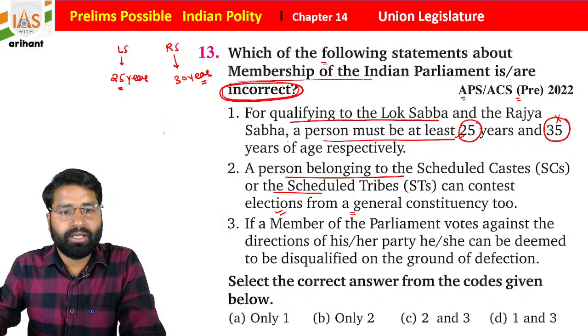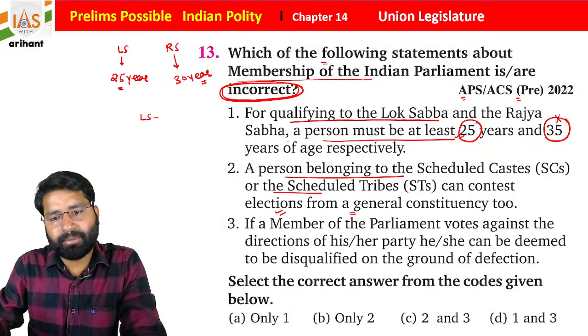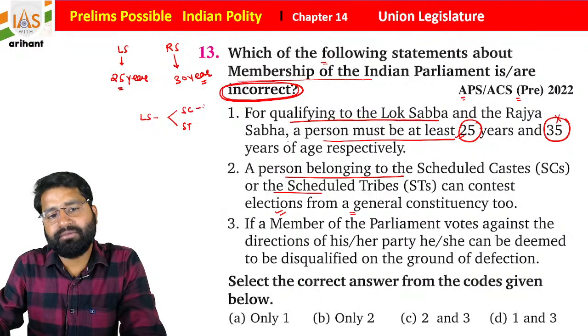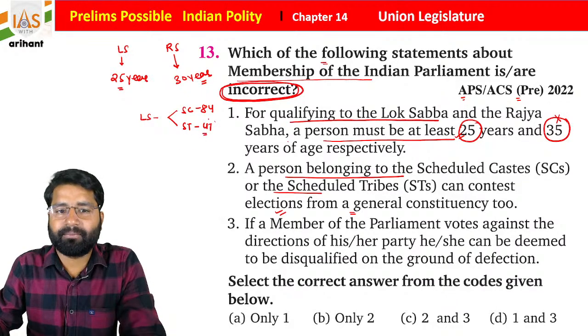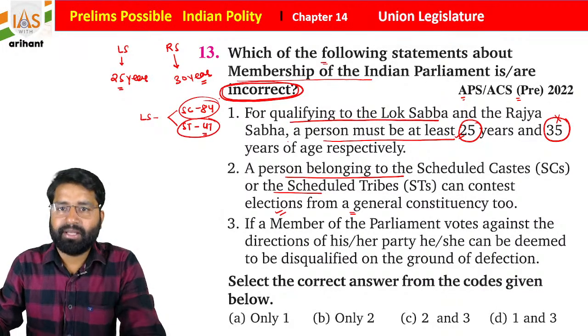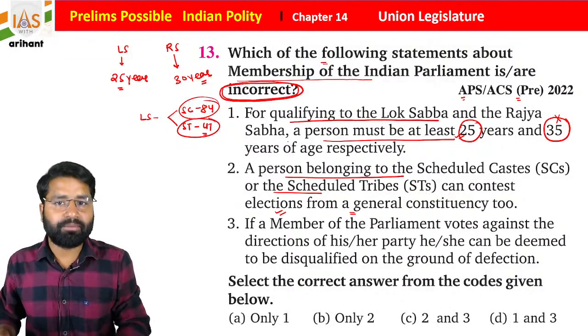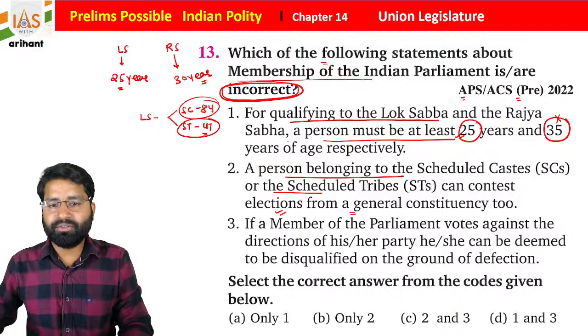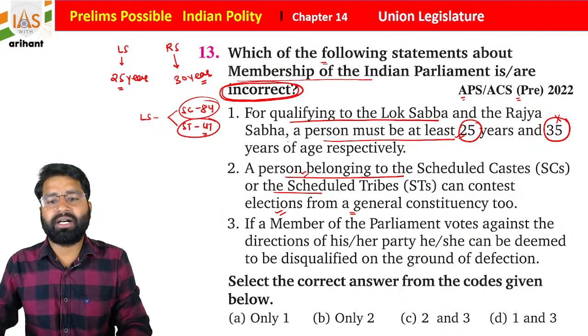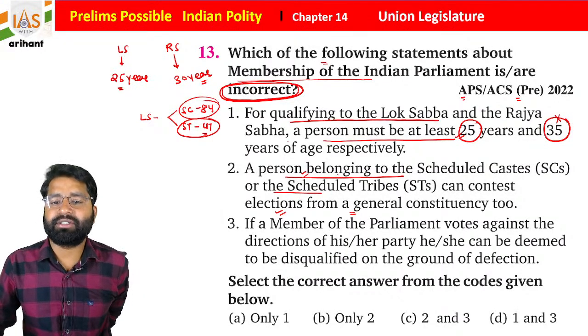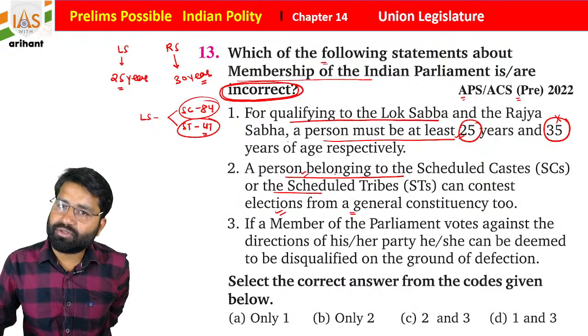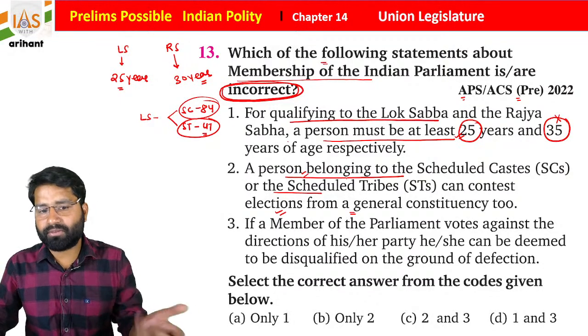Now, a person belonging to a scheduled caste or scheduled tribe can contest election from a general constituency too. So students, in the Lok Sabha, there is a reservation for scheduled caste and scheduled tribe: 84 seats for scheduled caste and 47 seats for the scheduled tribe. These are the reserved seats. On these seats, only a scheduled caste or scheduled tribe community can participate. So a person belonging to a scheduled caste or scheduled tribe can contest election from a general constituency too. So yes, it is correct. They can participate from anywhere.